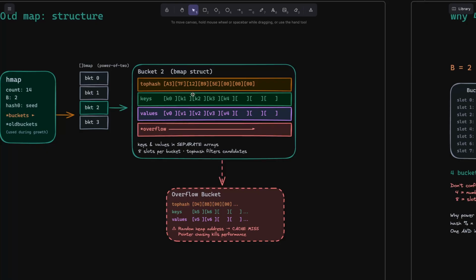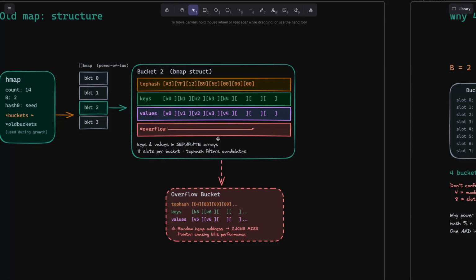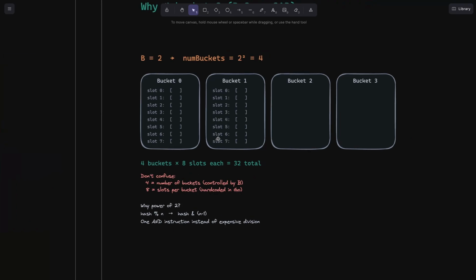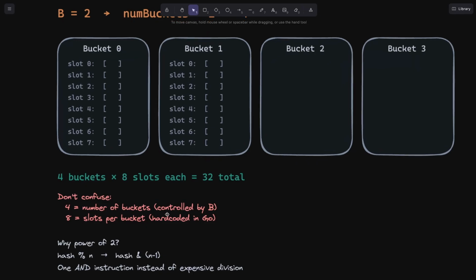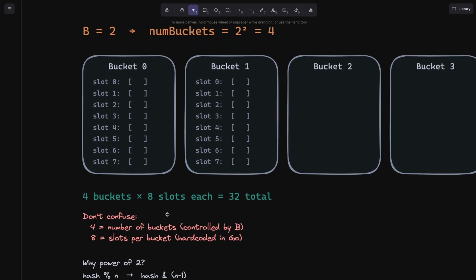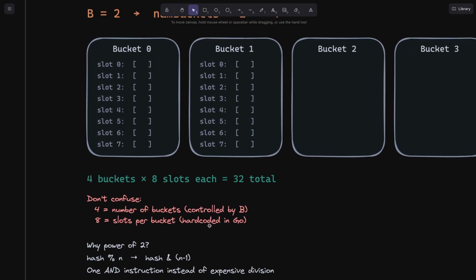Why are there 4 buckets, and what's B? Here's the part that trips everyone up. The number of buckets is always a power of 2, and B is the exponent, not the count itself. So the number of buckets equals 2 to the power of B. If B is 0, that's 1 bucket. B is 1, 2 buckets. B is 2, 2 squared gives you 4 buckets. B is 3, 8 buckets, and so on.